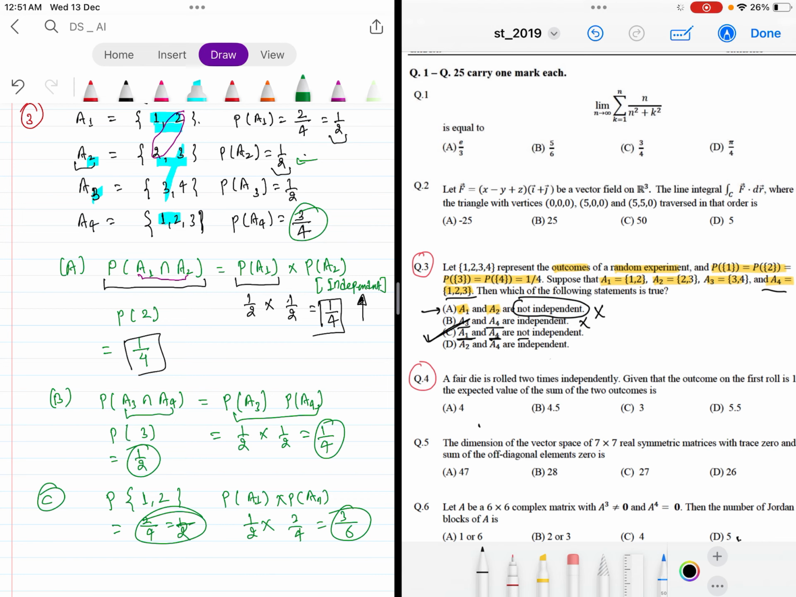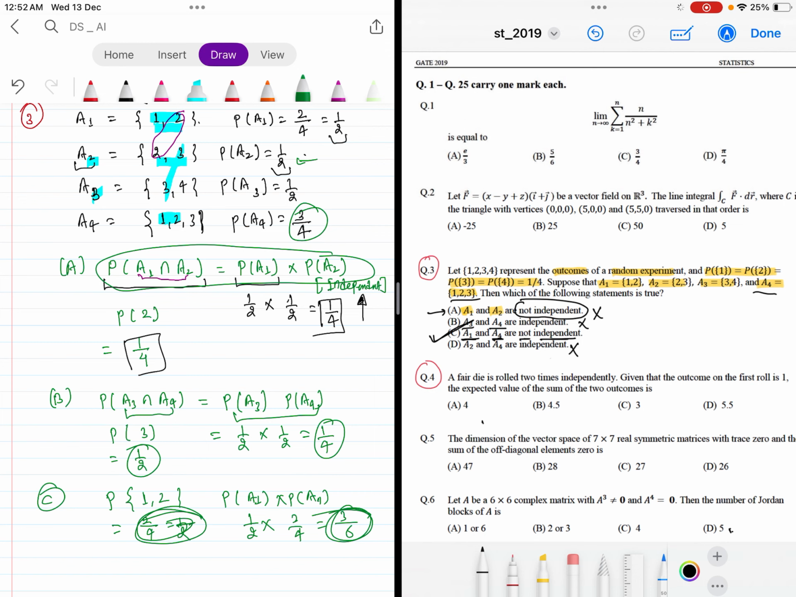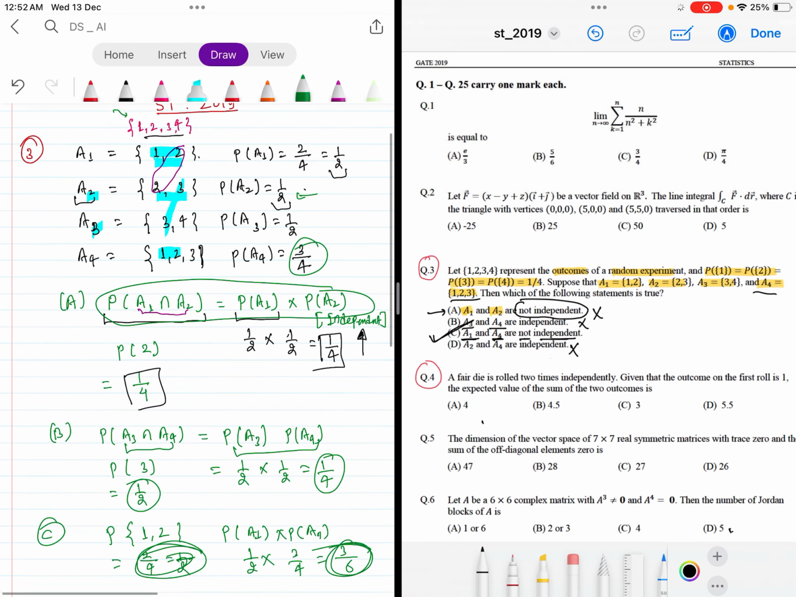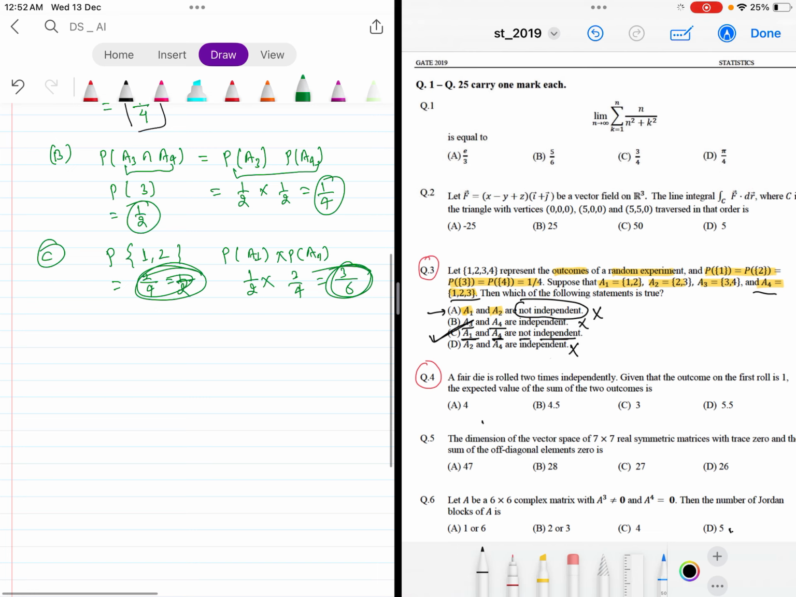a1 and a4 are not independent, that means they are dependent, because this condition is not getting satisfied, right? Similarly, you can check option D, and that will be false. And if you have already looked at the sample paper, a similar type of question is given in the sample paper. You can try that and let me know what answer you are getting. Okay, let's move to the next question, question number 4. So option C is the correct one. Let's move to question number 4.